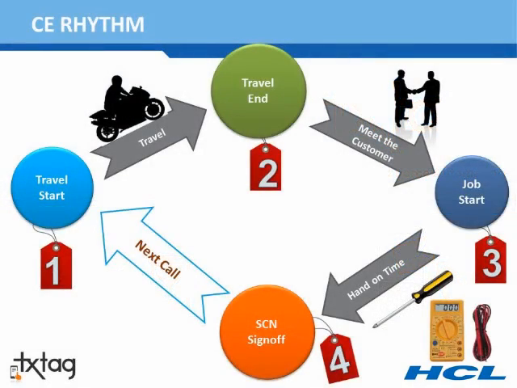In this slide what you are seeing is the typical CE task which you do every day. You will see 4 circles at the 4 ends of that figure, each of them having a tag: tag 1, tag 2, tag 3 and tag 4. For every visit you start going to that customer place, which is you start your travel, and then you travel for 10 minutes, 15 minutes, 20 minutes, half an hour depending on how far the customer is, and you end your travel when you reach the customer place.